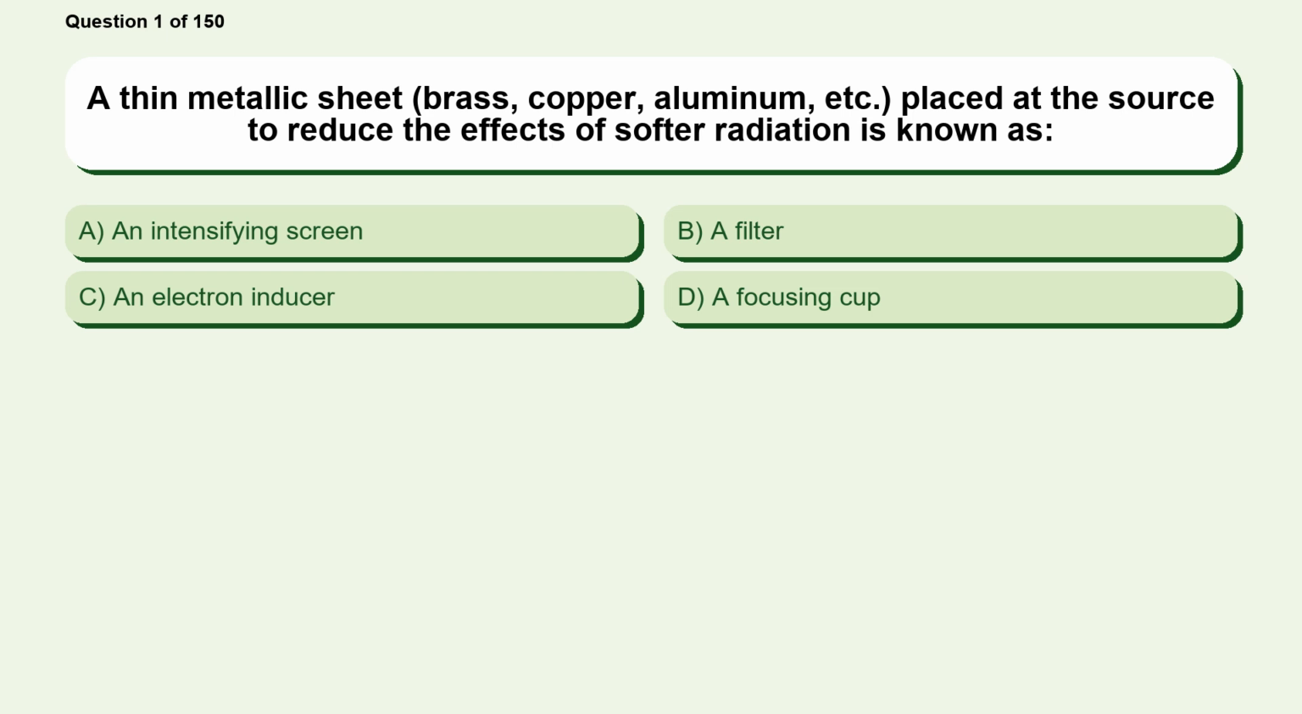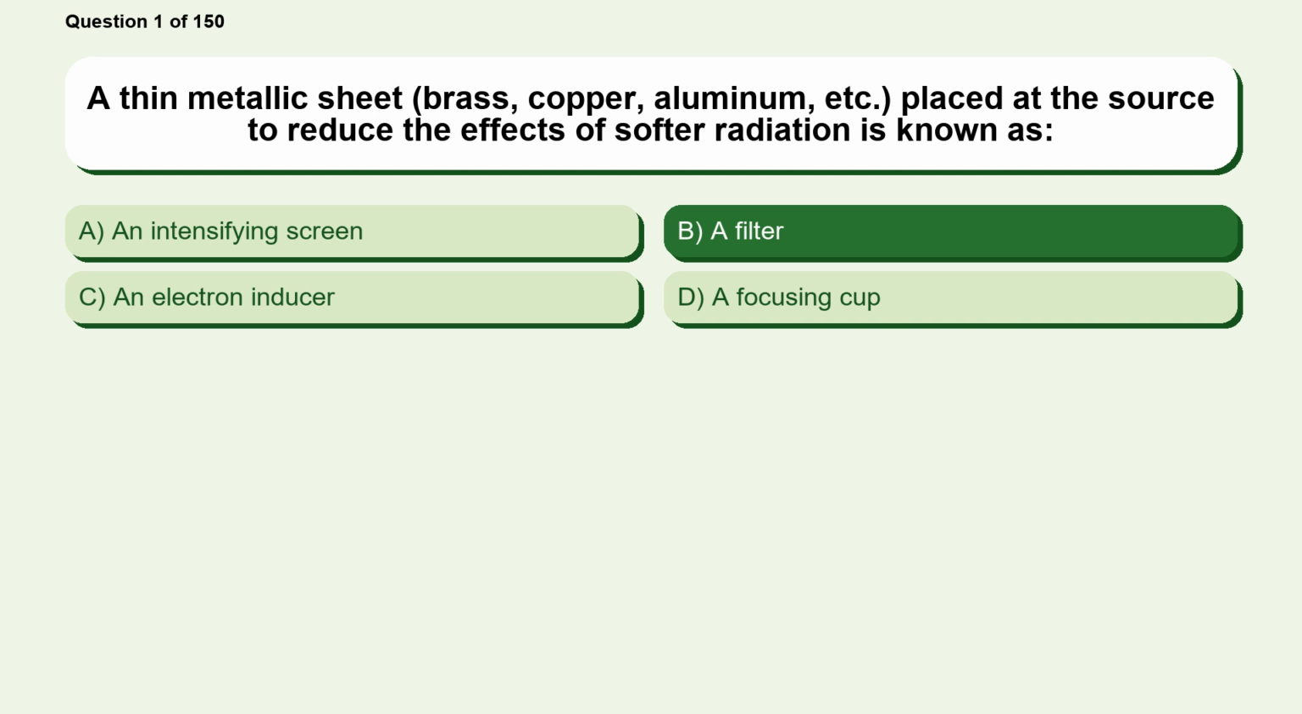Question 1. A thin metallic sheet, brass, copper, aluminum, etc., placed at the source to reduce the effects of softer radiation is known as Option A. An intensifying screen. Option B. A filter. Option C. An electron inducer. Option D. A focusing cup. The correct answer is Option B.